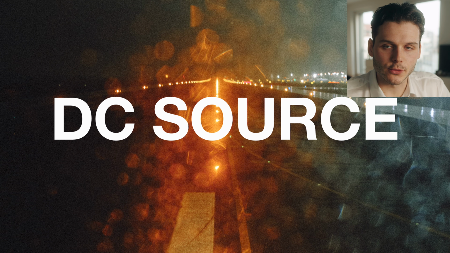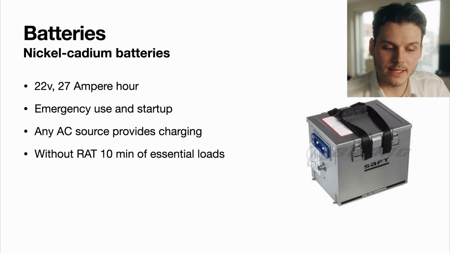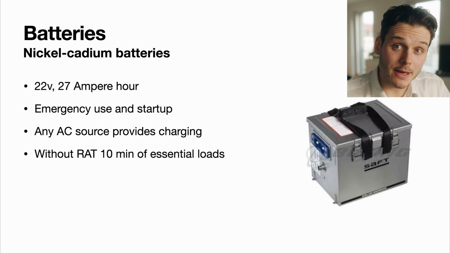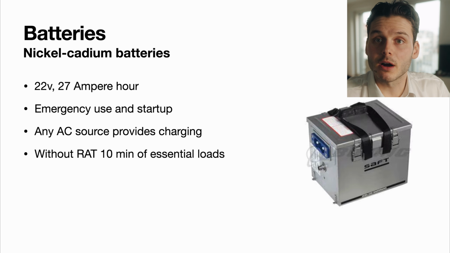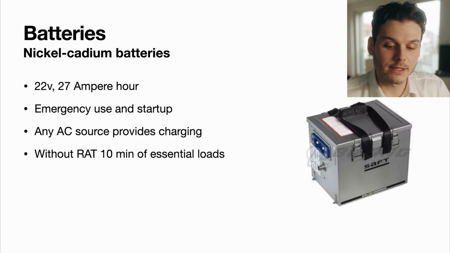So let's go to the DC sources, mainly the batteries. It's nickel-cadmium batteries, 22 volts, 27 amp hour. It's actually quite small. Even combining the two batteries, 27 amp hours, it's still less than in your car. So it's very small batteries, actually. It's only for emergency use and for startup.